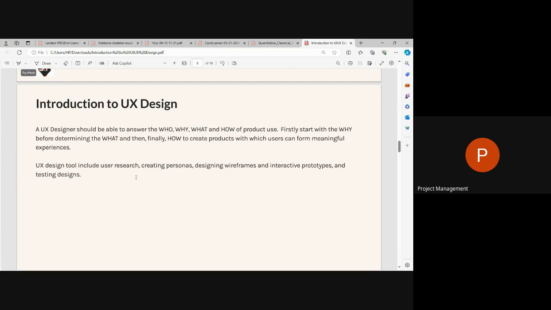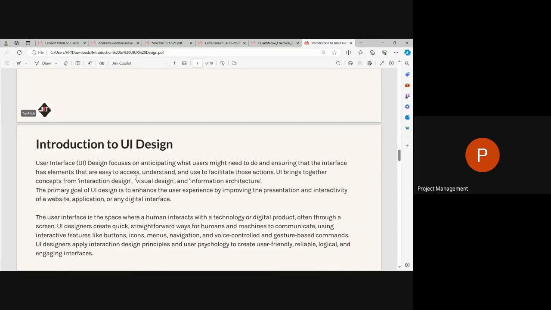So you have to make sure that you determine these 4 questions. Why am I creating this product? What am I going to implement to solve this problem? How will I implement the solution? And lastly, who are my target audience? So that is about UX design.